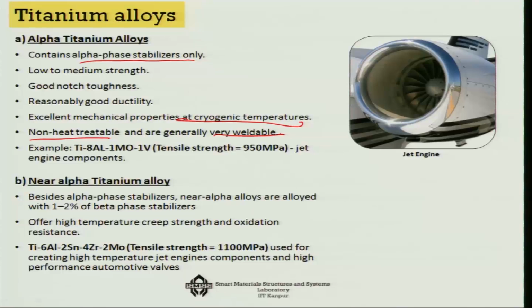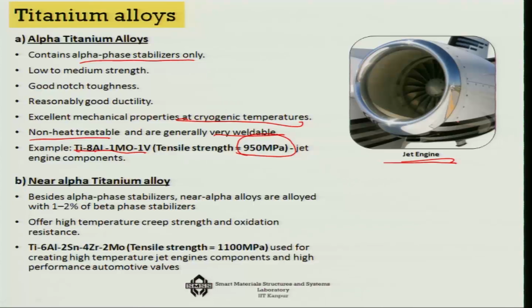So, example one of them is Ti 8Al 1 molybdenum, 1 vanadium, weight percent. So, 8% aluminum, 1% molybdenum, 1% vanadium, and the rest is titanium, through which you can get a tensile strength of about 950 MPa, and that is used in jet engine components. Because of particularly the cryogenic temperature, it has to undergo very low temperature regions and perform. So, there titanium alloy is very much used.